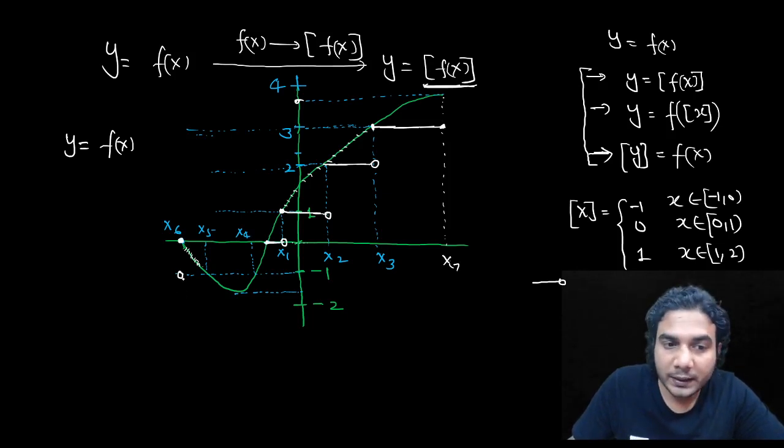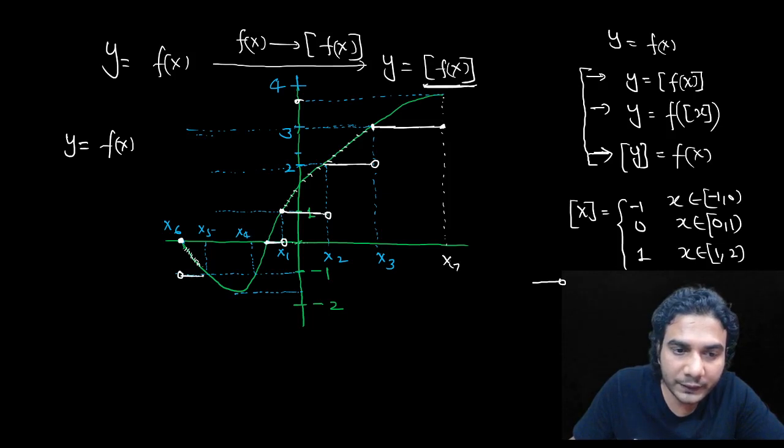Then after that, it will become minus 1, because the function values lie between minus 1 and 0, and the greatest integer of such values is minus 1. So now you can see in a decreasing graph, the open interval is on the left-hand side. In an increasing graph, the open interval is on the right-hand side. Okay, so that is what happens.